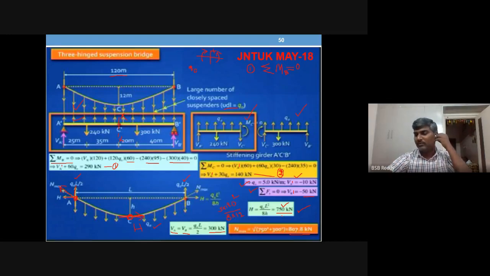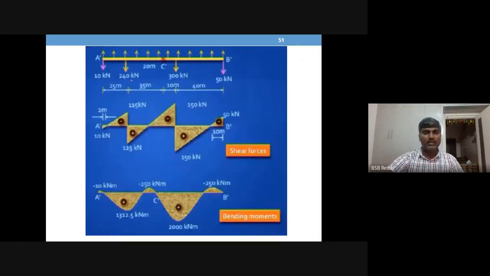So minimum 750 kilonewtons will be there in the cable, maximum 807.8 will be there in the cable, right? And the question is to find the shear force and bending moment in the girder. So you know all the reactions. You see, 10 downward, 50 downward. This is like 5 kilonewton per meter upward. Do not forget, 5 kilonewton per meter upward UDL.